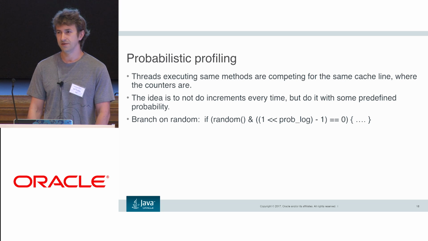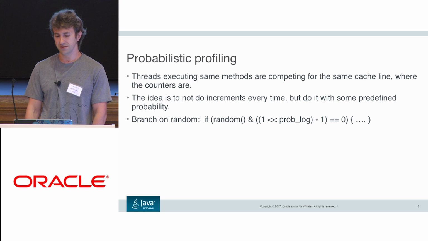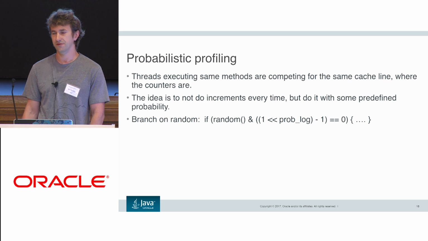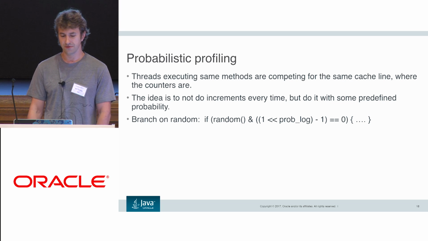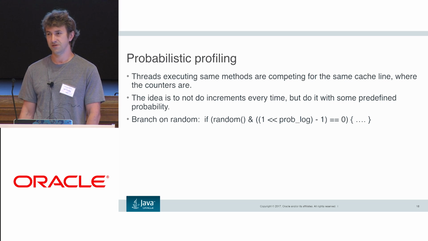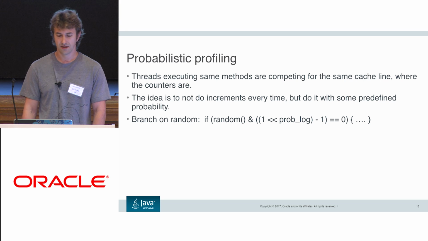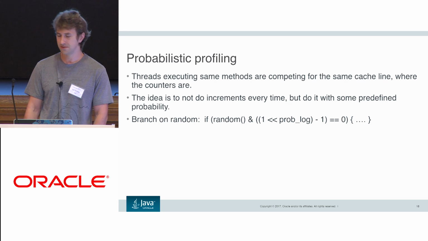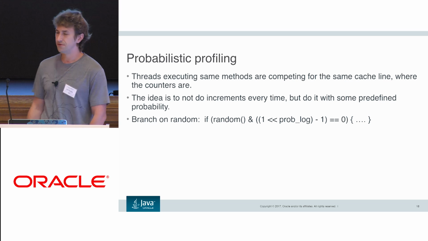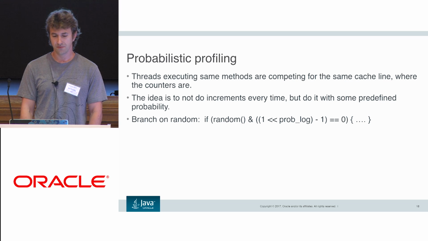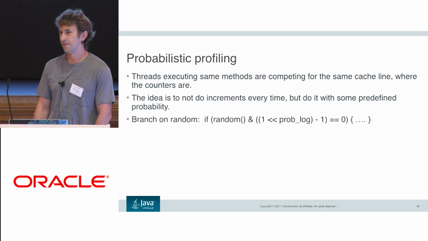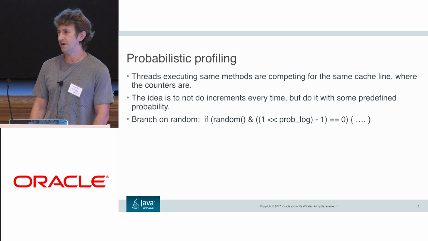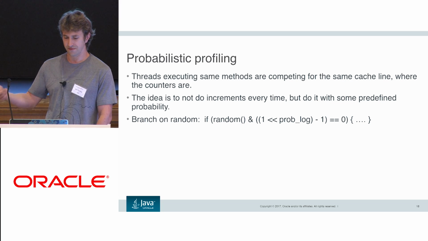So the idea behind the probabilistic profiling approach is not to touch this cache line every time, but to do so only once in a while with some specified probability. To do that, we need branch and random, which is implemented as follows. Here, prob log is a power 2 log of the inverse of the probability.